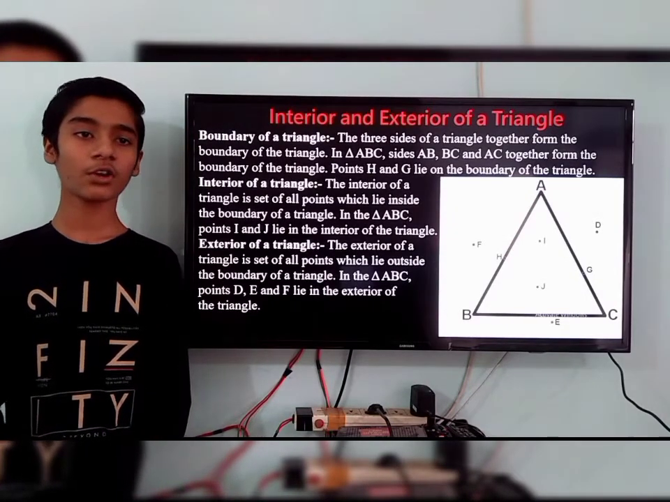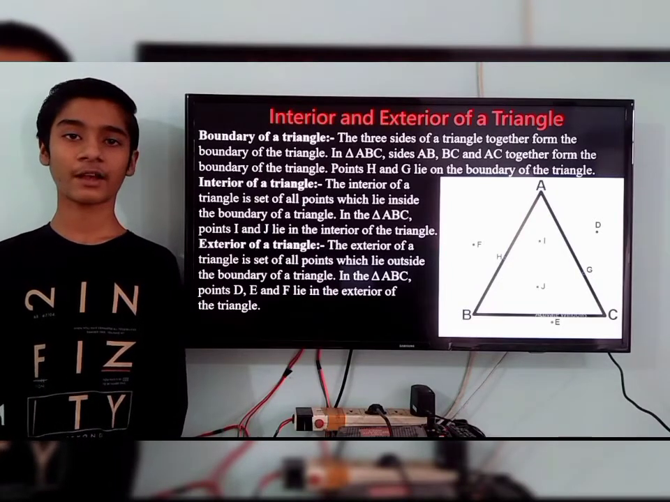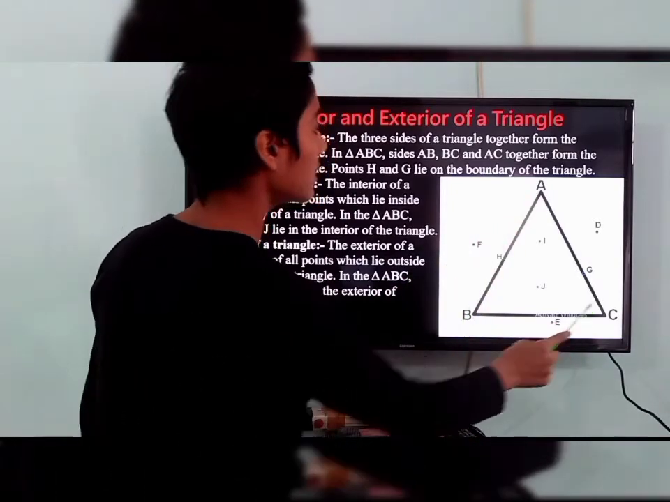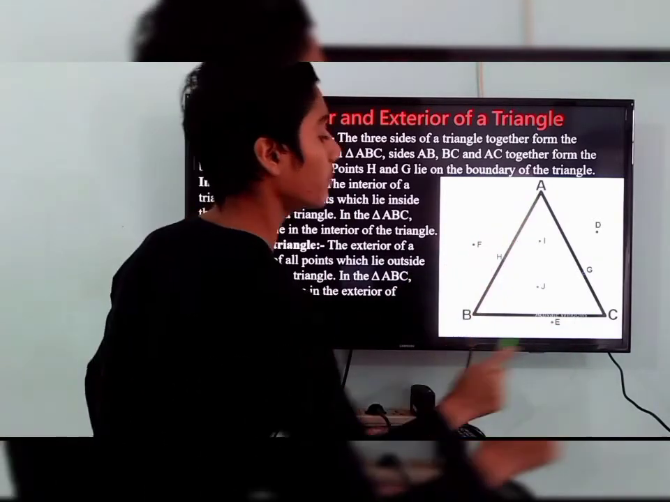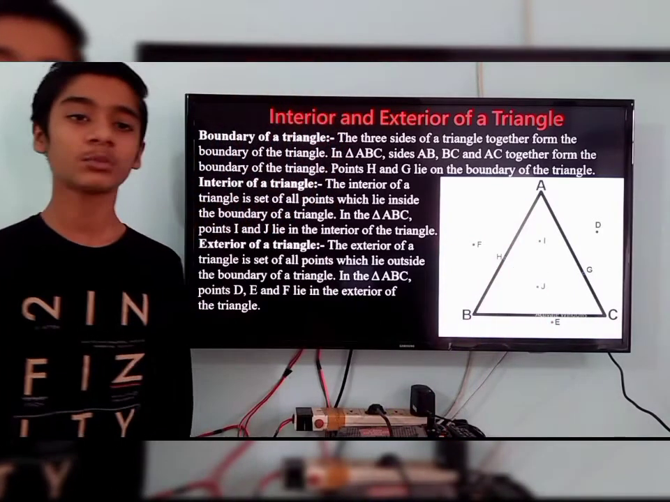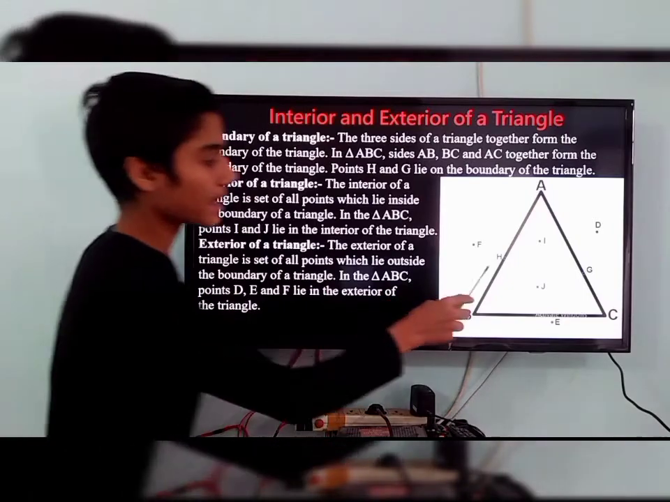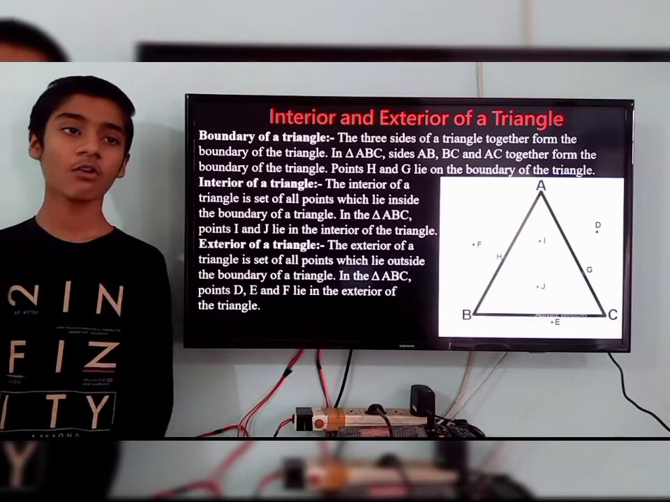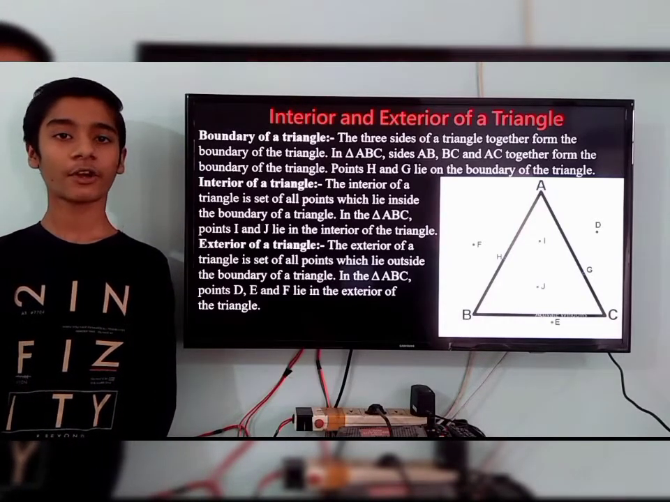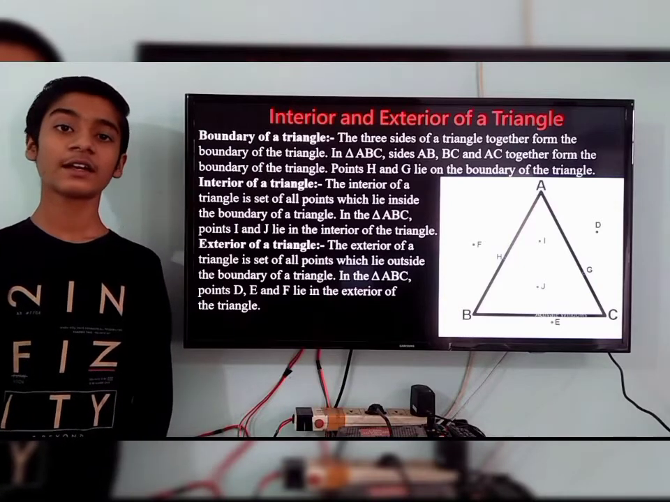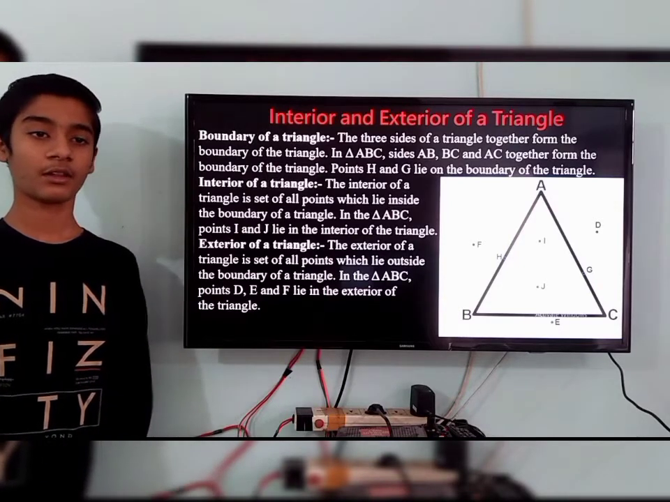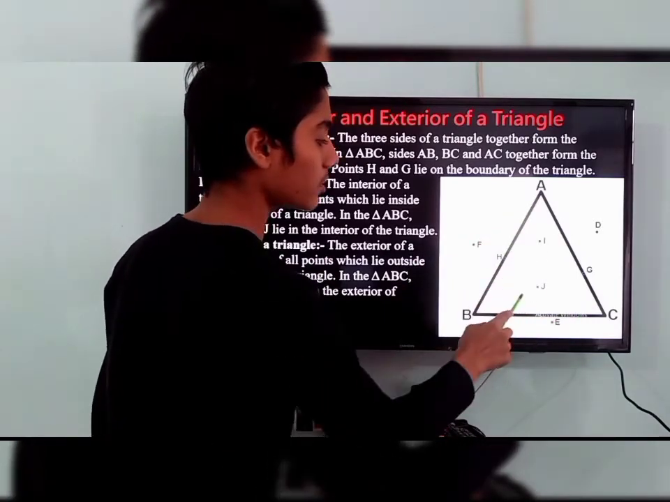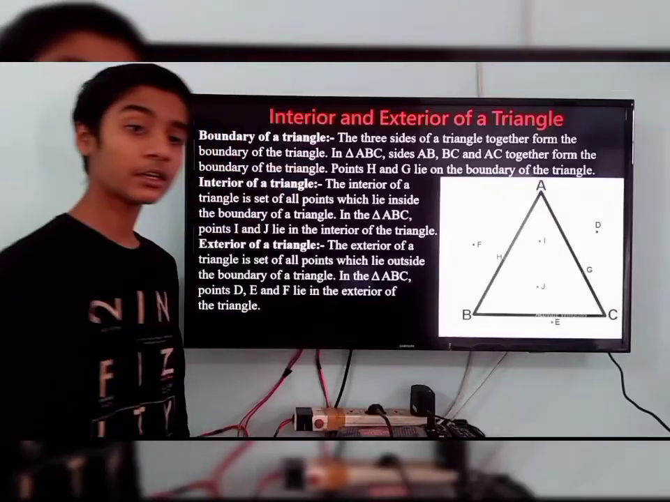Firstly, let's talk about the boundary of a triangle. The three sides of a triangle together form the boundary of a triangle. In triangle ABC, the sides AB, BC and AC together form the boundary of the triangle. The points H and G lie on the boundary of the triangle. Now interior of a triangle. The interior of a triangle is a set of points which lie inside the boundary of a triangle. Now in triangle ABC, the points I and J are in the interior of the triangle.